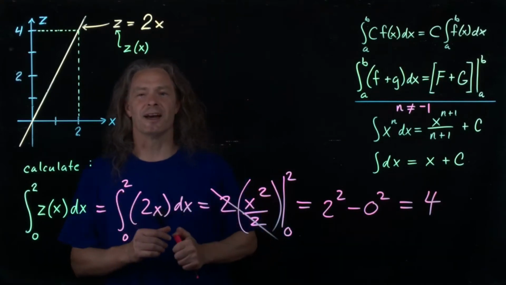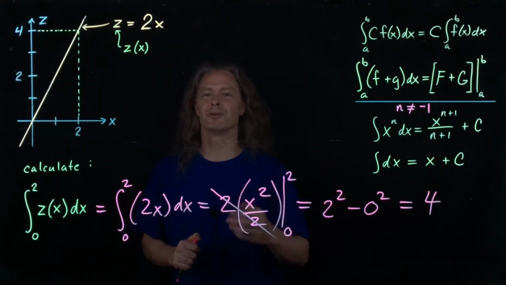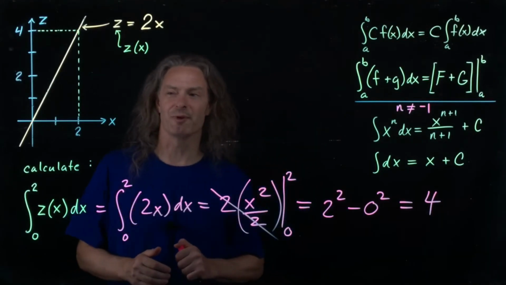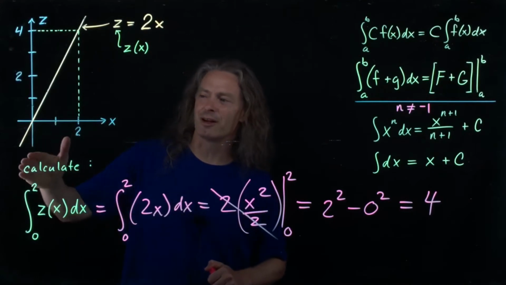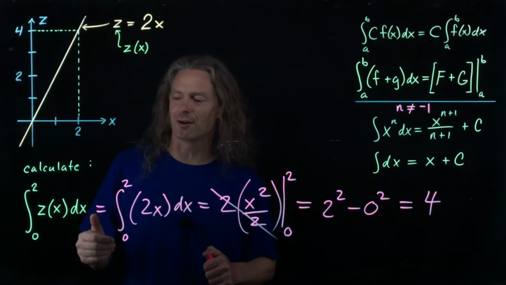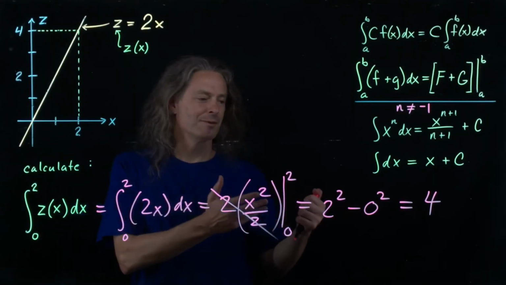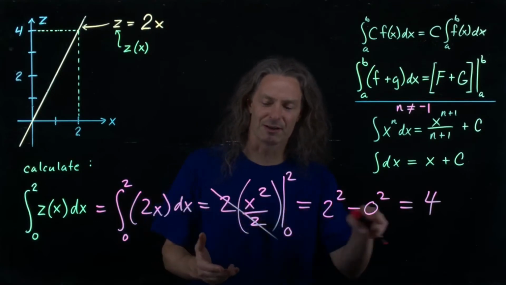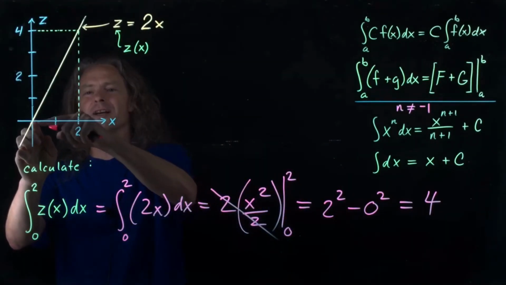Now, we can check that because we've got a relatively simple function, and we remember that an integral is also the area under the corresponding curve. So if I've plotted z of x versus x, the area under the z of x curve corresponding to our limits will equal the value of the integral that we've calculated analytically. So what we need to do is calculate the area of this triangle right here.